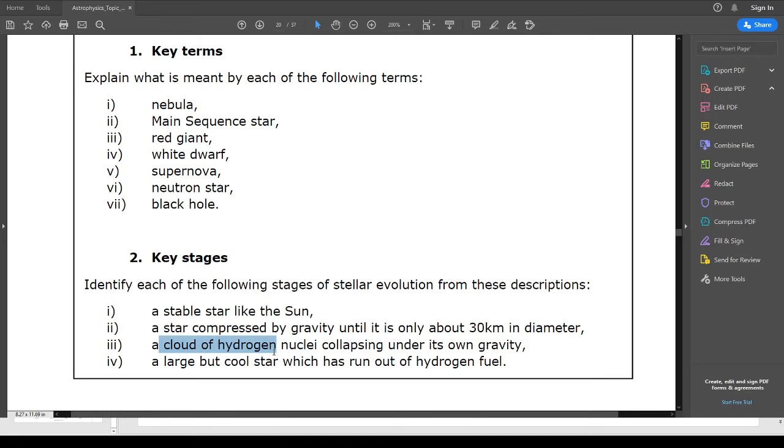A cloud of hydrogen nuclei collapsing under its own gravity. Just a cloud of hydrogen nuclei that is collapsing under its own gravity. What's that? A nebula.